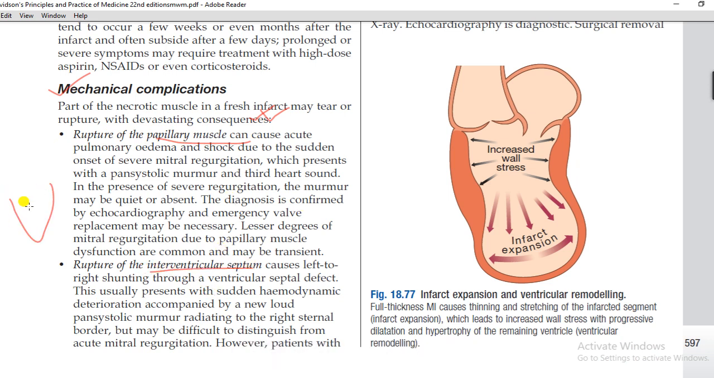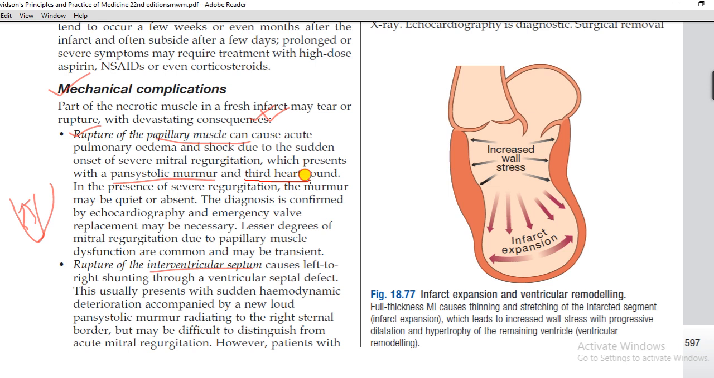Suppose this is the heart and this is the interventricular septum. The papillary muscles are basically the muscles that connect the valve with the floor of the ventricles, and the interventricular septum is the septum that separates the right heart and left heart. At first there is rupture of a papillary muscle, which can cause acute pulmonary edema and shock due to sudden onset of severe mitral regurgitation, which presents with a pansystolic murmur and third heart sound.